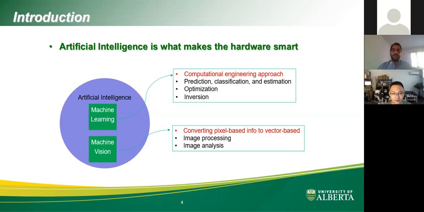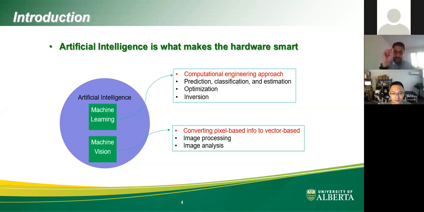Artificial intelligence is what makes the hardware smart, okay? Artificial intelligence is something that can make a workflow intelligent. So if you are talking about intelligent systems, or about using machine learning in a project, you are talking about an intelligent workflow. It's not only about prediction or estimation. You are supposed to develop an intelligent workflow, and that is the real meaning of artificial intelligence.